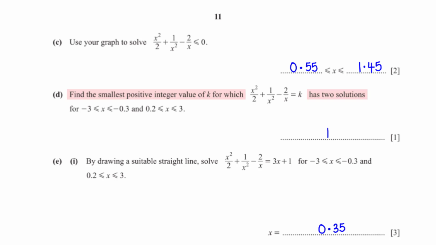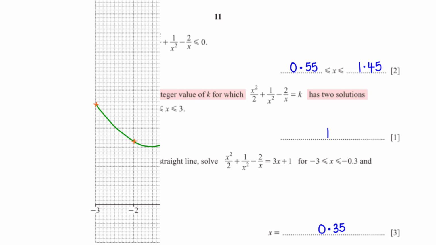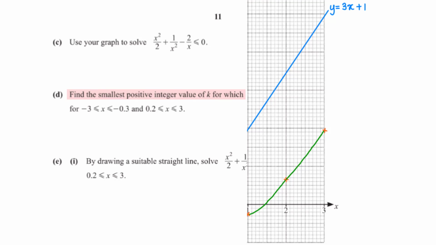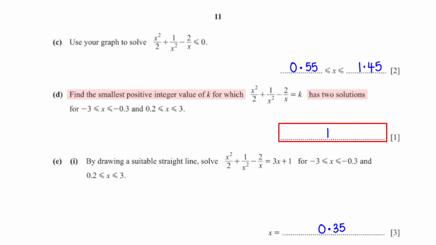In other words, we are asked to find the line y equals k that cuts the graph at 2 points. This k value needs to be the smallest positive integer value. On the grid, we see that y equals 1 cuts the graph at 2 points. This means k equals 1.